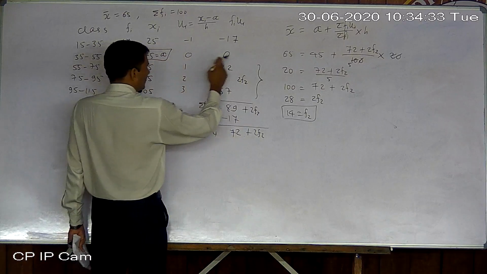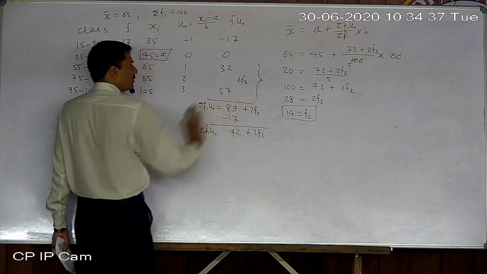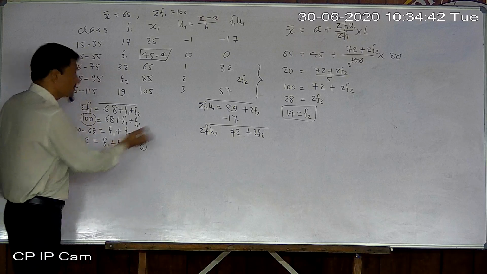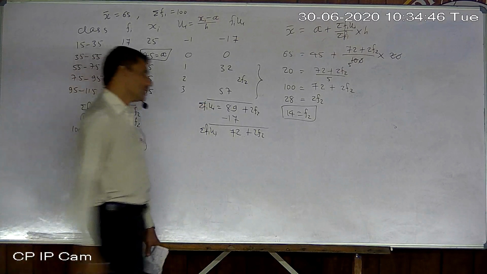That, and we already removed that in sigma fi ui. So we got f2. Otherwise we will have one type of equation. Equation number 2 might be there. Okay. Now use the first one.